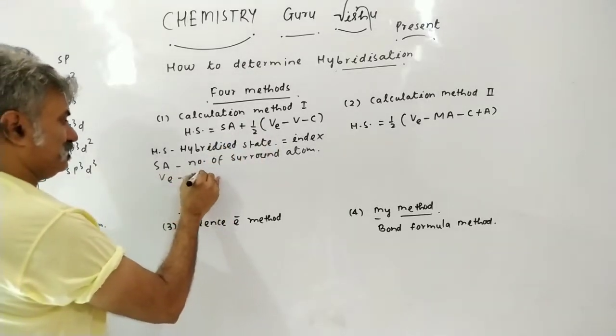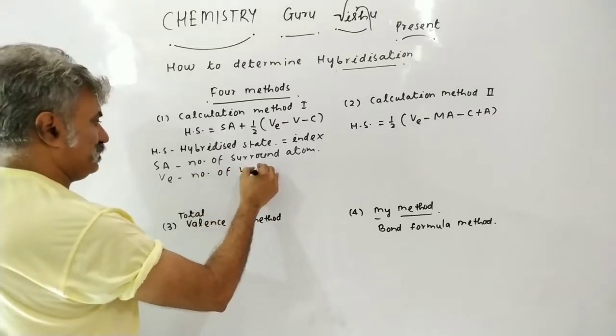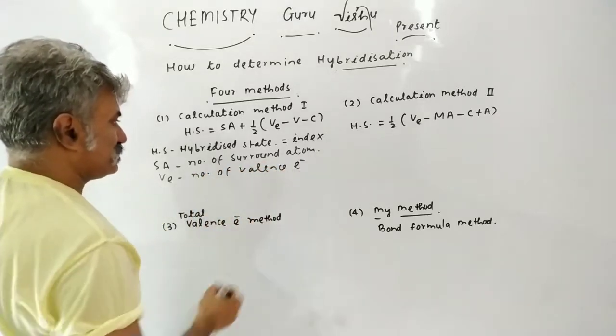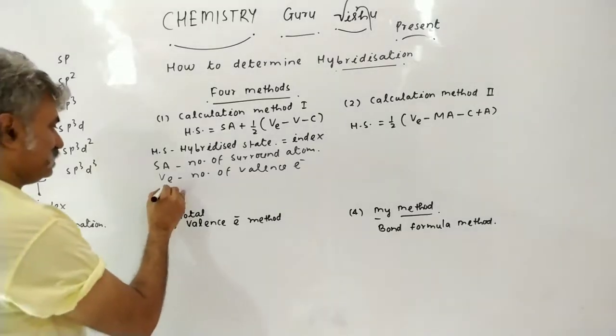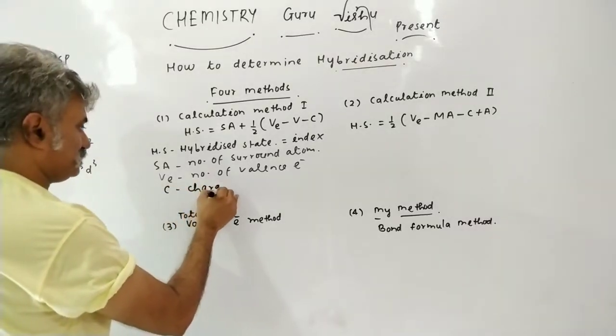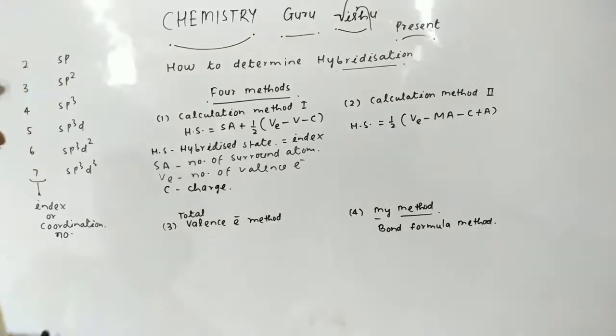V, number of valence electrons, and C is charge. So in this method, C is charge. This is the first method.